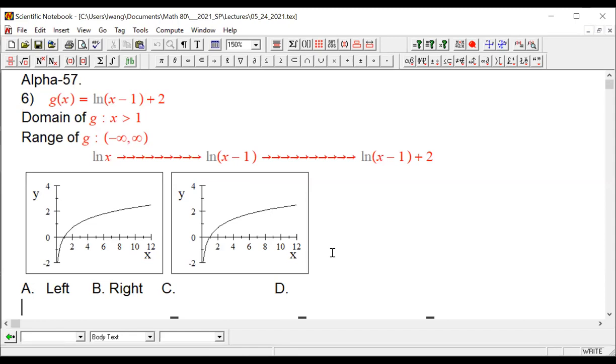No? Okay, that's actually a good thing because we have two choices to choose from, right? Left or right. So how do I decide whether it's shifting left or right?